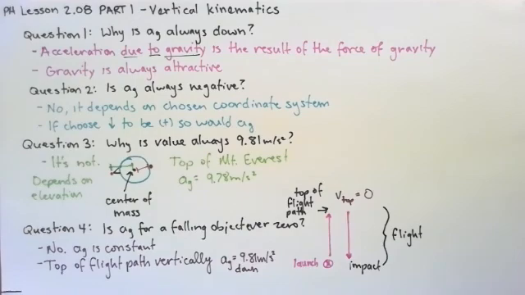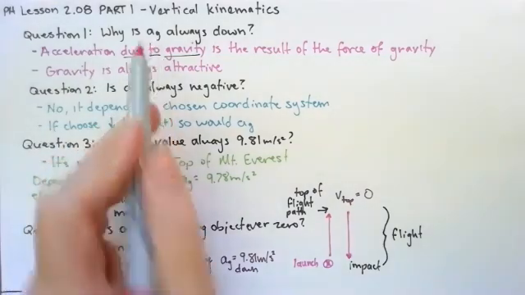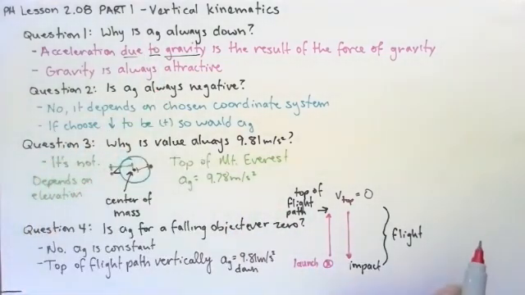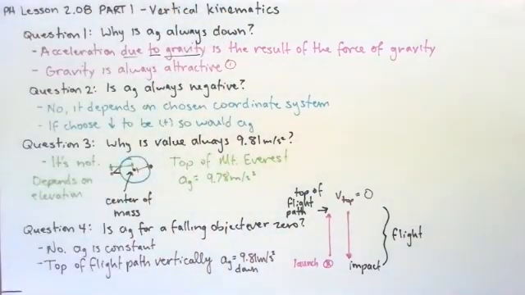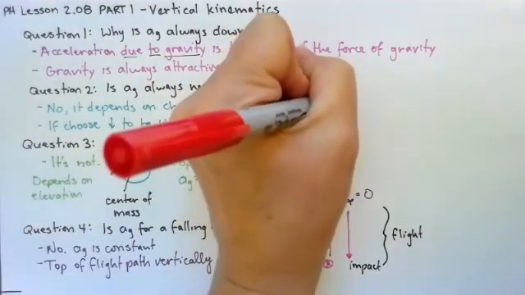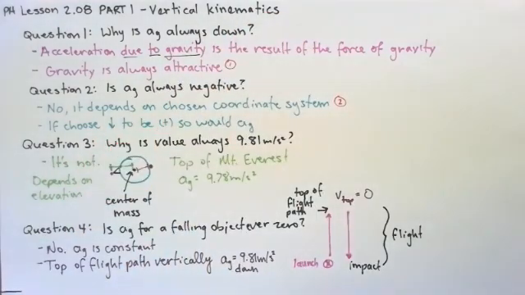So what are our takeaways here? Why is AG always down? Gravity is always attractive. So takeaway number 1. Is it always negative? No, it depends on your coordinate system. Takeaway number 3, is it always 9.81? No, it depends on your elevation.